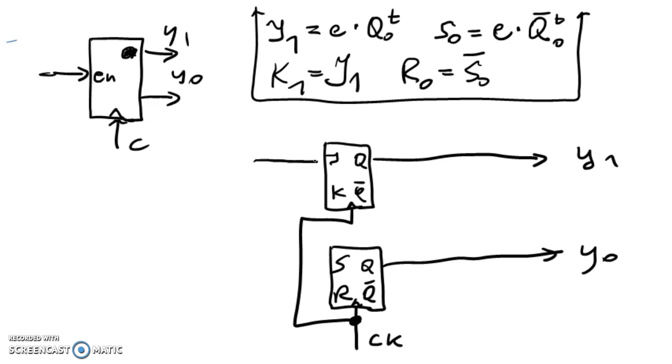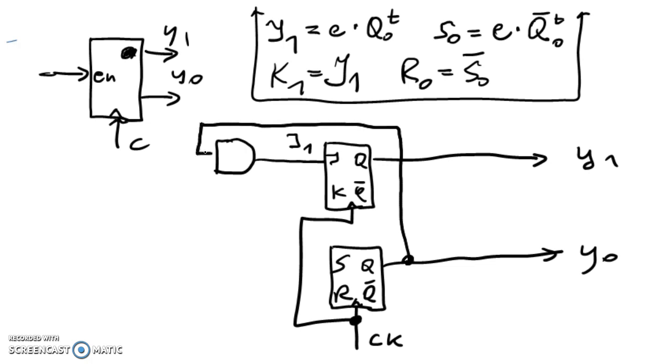J1, it is this signal J1, and must be realized using AND gate. Q0 is this. I will connect this in this manner with external enable signal. It is enable. In these equations, I use E instead of EN, but you know that it's enable. K1 is simply the same as J1.